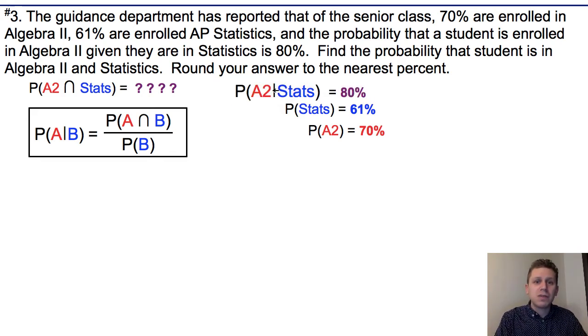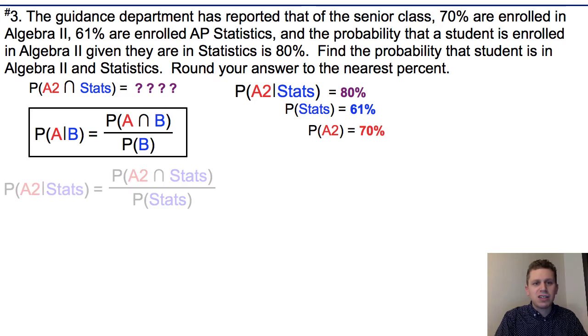I'm only going to be able to plug in Algebra 2 given Stats. So everywhere there's a red A, I'm going to write Algebra 2 because that's what I have here. And everywhere there's a B, I'm going to write Statistics there. And when I translate it, it looks like this. It's a beautiful thing. Now let's plug in what we know.